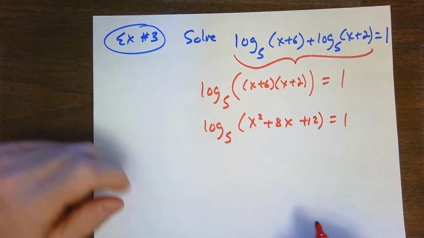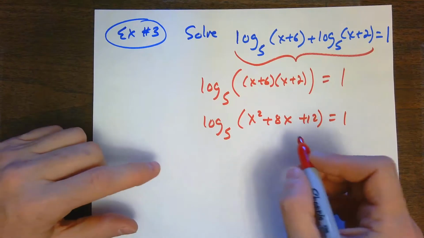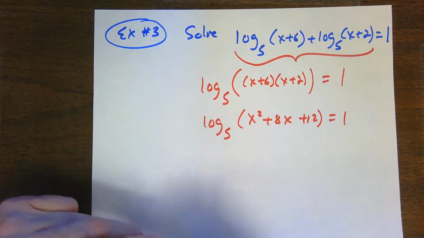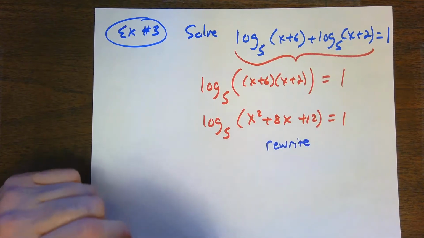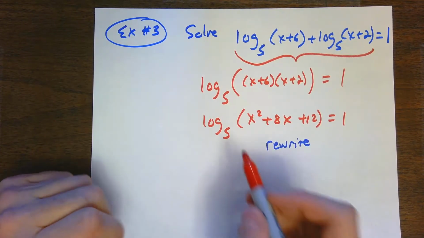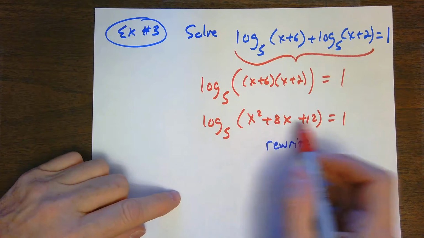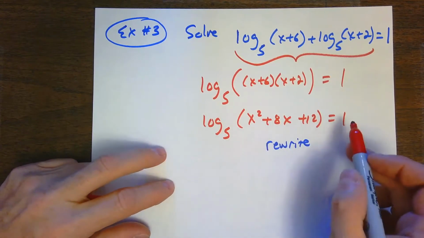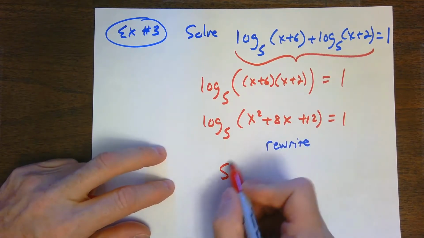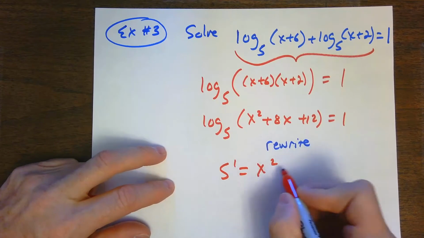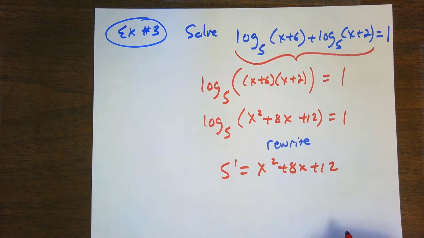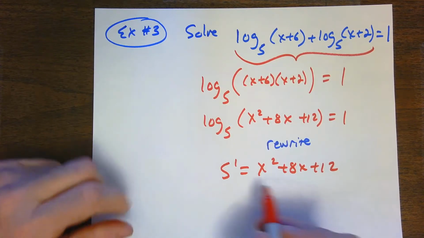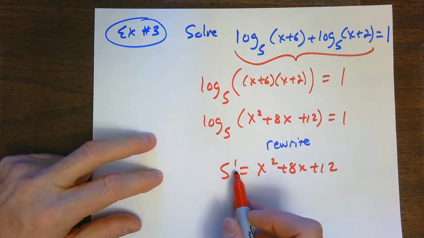Now what? Well, let's see. Now I think this is where I would rewrite. Notice I've got a nice basic equation here. Log base 5 of this equals that. So 5 to the first power equals this. 5 to the first power equals x squared plus 8x plus 12. Simplifying this, 5 to the first power is 5.